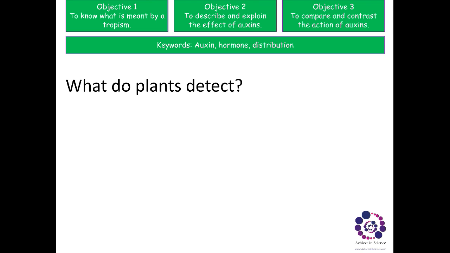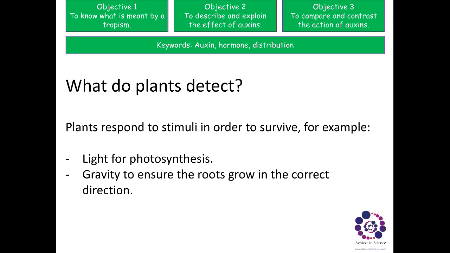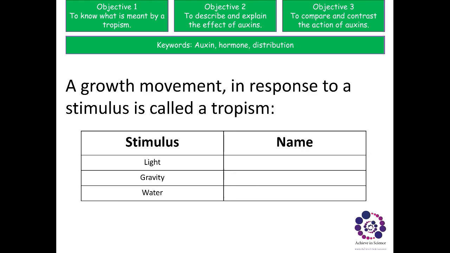So first of all, we need to know what plants detect. Well, plants are able to respond to stimuli in order to survive. They will respond to light, for instance for photosynthesis, to gravity to ensure roots grow in the correct direction or stems grow in the right direction, also to water.